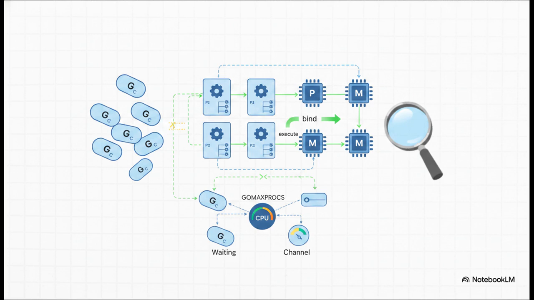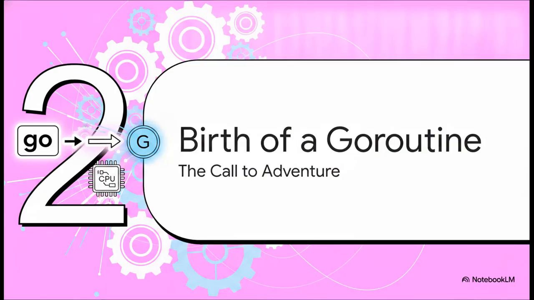The M stands for machine. This is the actual OS thread provided by the kernel. You can think of it as the worker. Finally, the P stands for processor, a logical resource or context that's required to execute Go code. Think of P as the workstation. Now, the absolute golden rule here is that an M must bind to a P in order to execute a G, and the number of Ps is strictly limited by your GOMAXPROCS setting, which is exactly what prevents your hardware from thrashing.